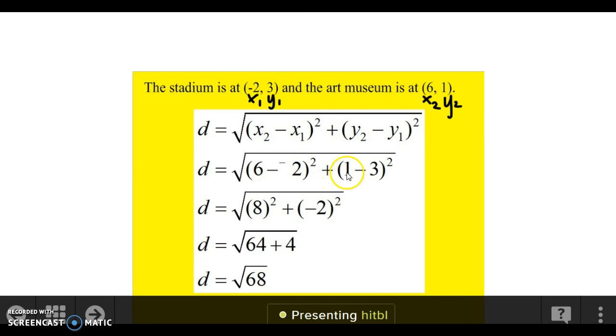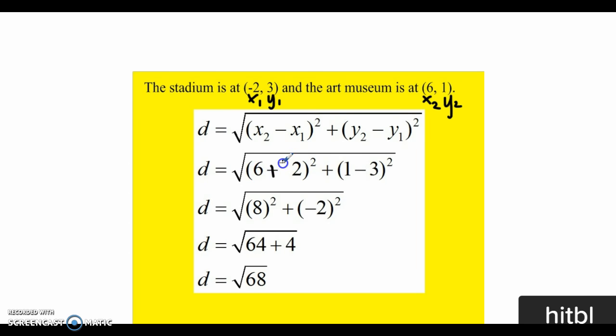Parenthesis. And then my y2 was 1, so I plugged in 1 there. Minus, because I keep that minus sign just like shown. And my y1 was 3. And then I square it. Then the next step, how they got to step 3. They took 6 minus a -2. And if we remember, when we have a minus, a negative, we zoom.